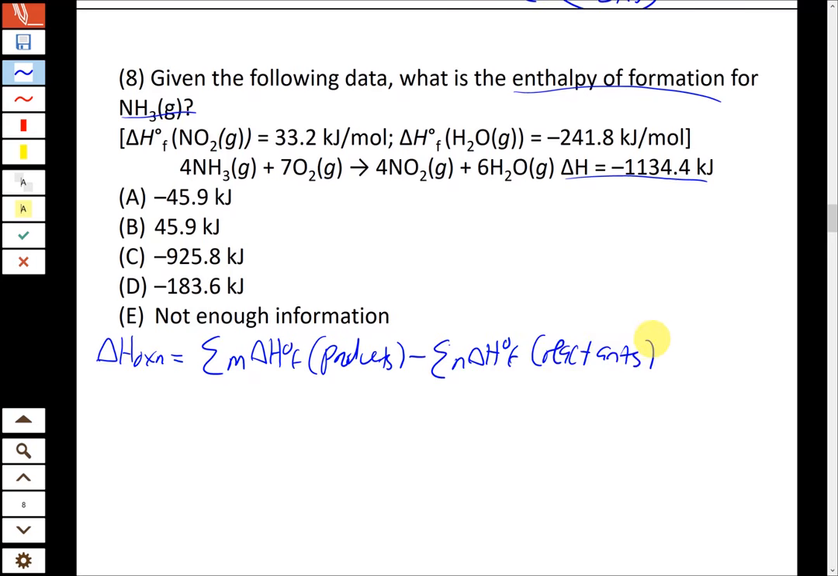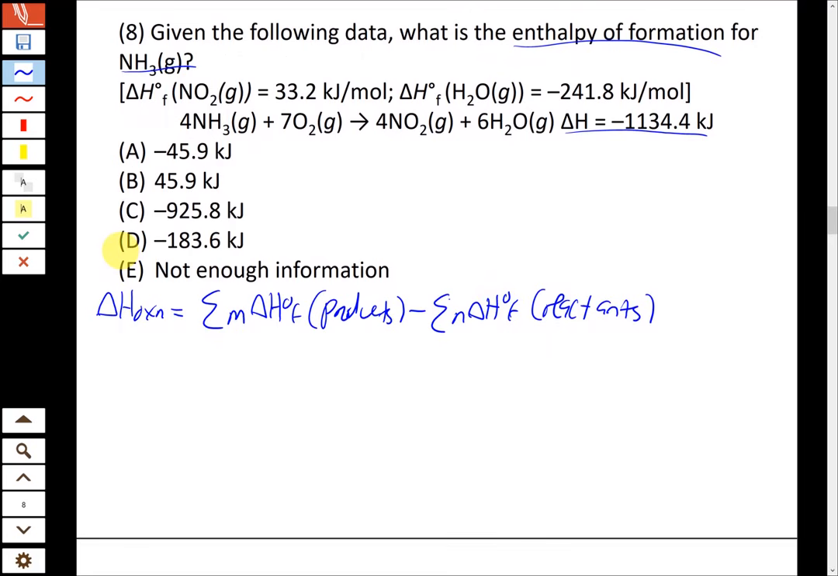So in problems like this, where everything that you're given is a formation equation, and then we have one overall equation here with the delta H associated with it, this is going to be how we would set it up. We don't need to write out all the equations. We can just trust that it'll work out this way, because whenever we have formation equations specifically, this will always work out.